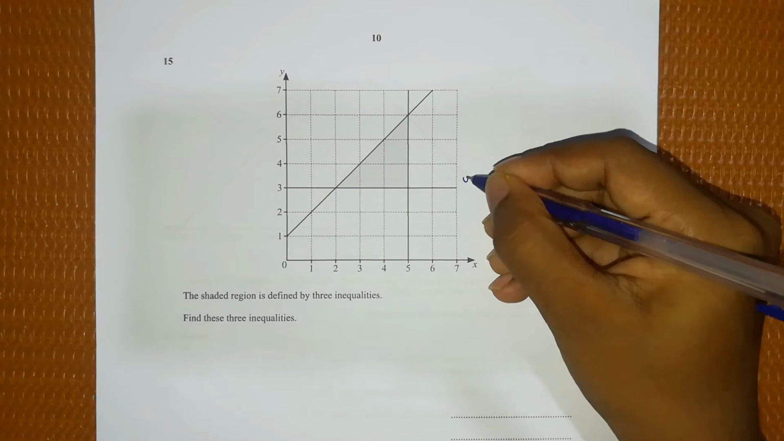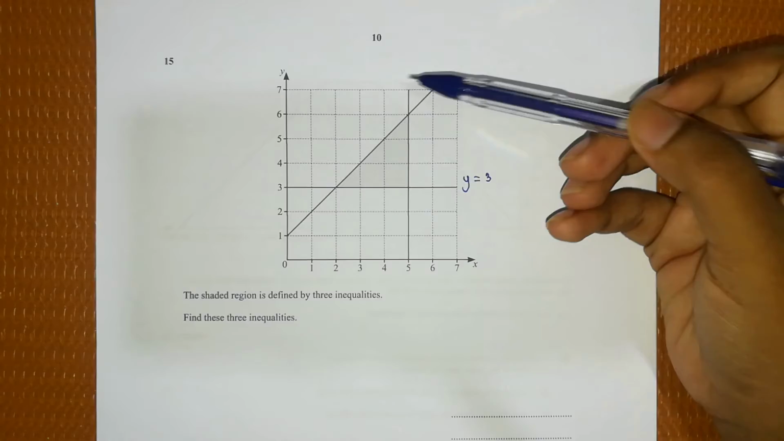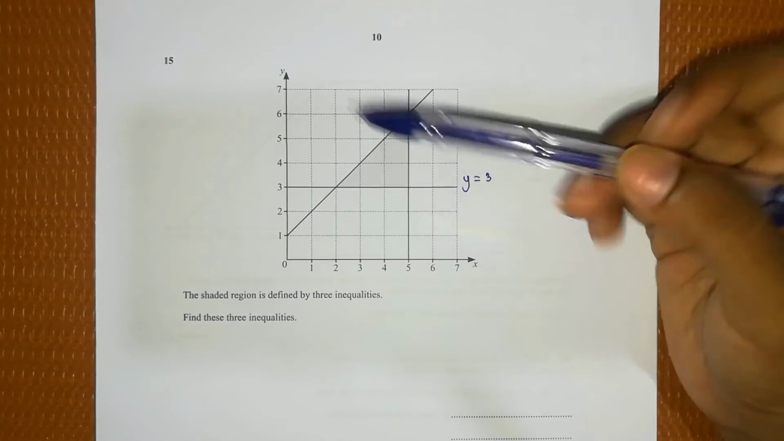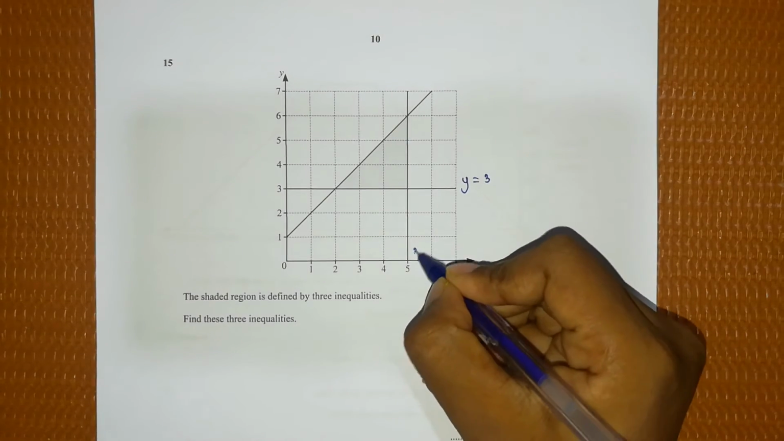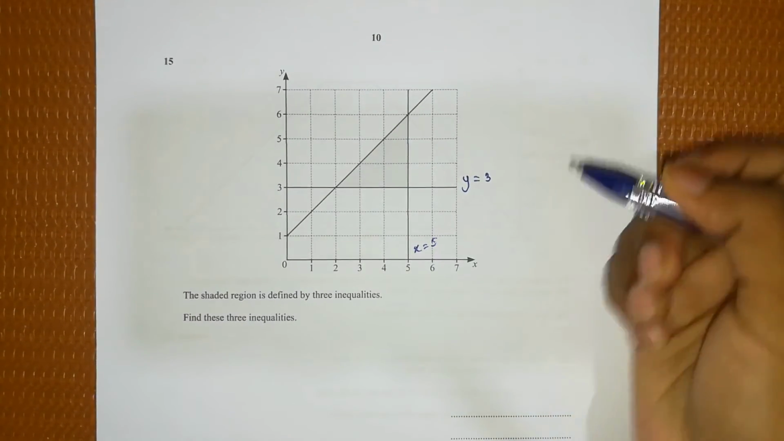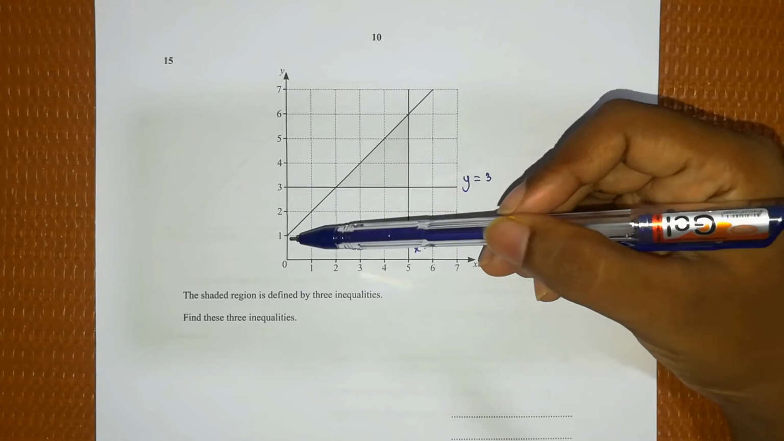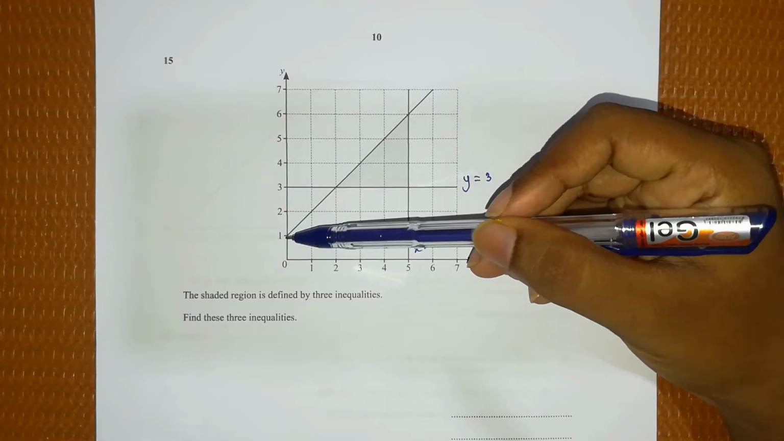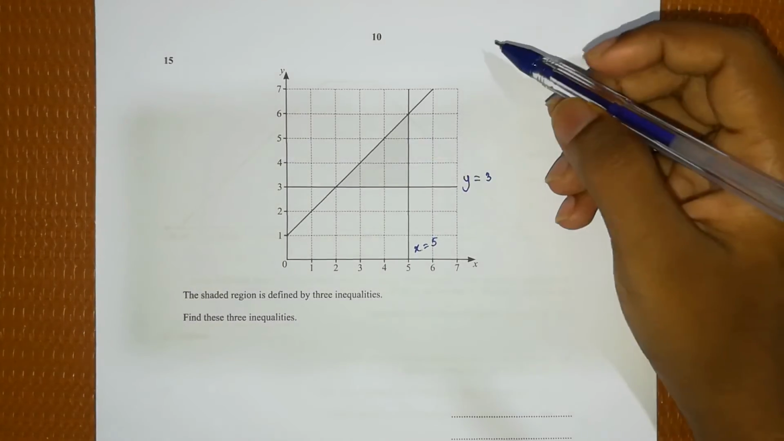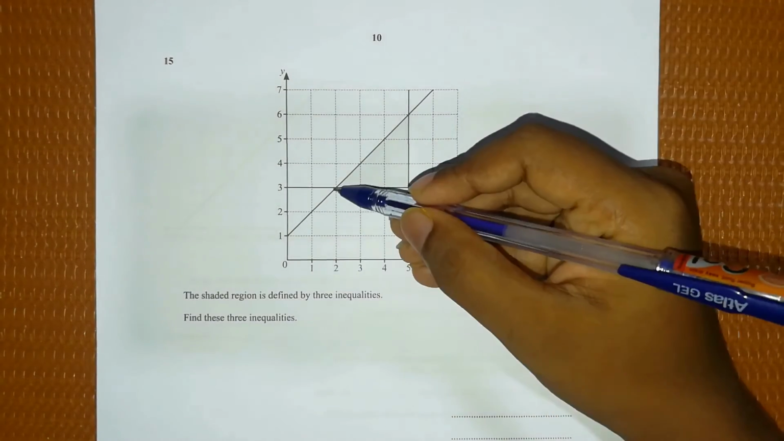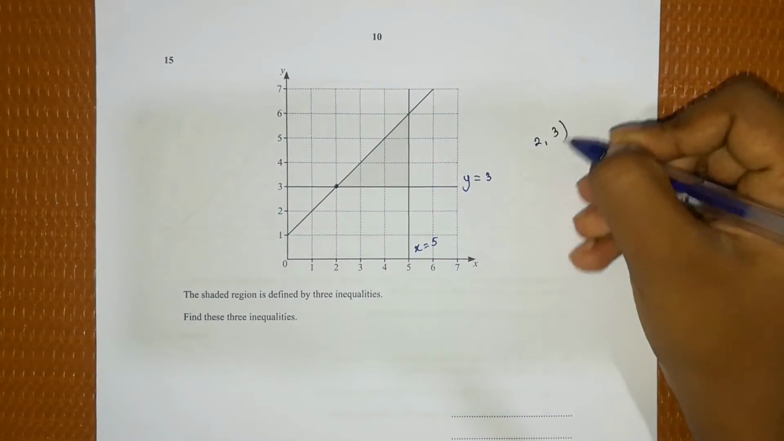So we can easily write this equation as y equals 3. Then when we consider this, that is parallel to y, cuts the x-axis at 5. So that is going to be x equals 5. But this one we have to find the equation. Here you will notice the y-intercept is 1. Now consider this point, it is (2, 3).